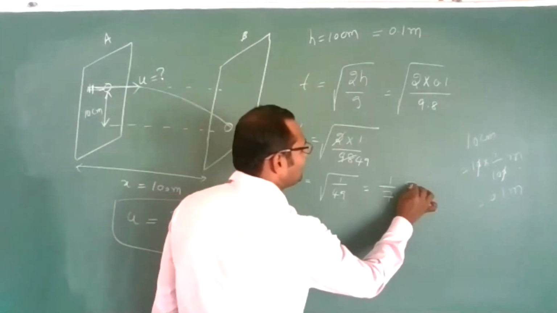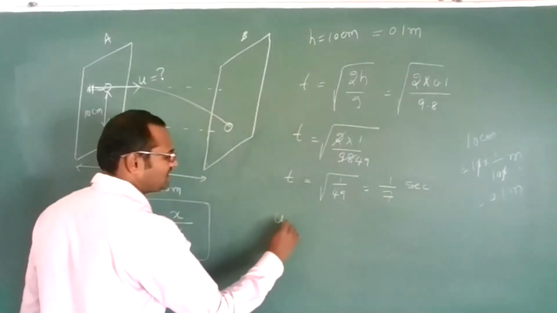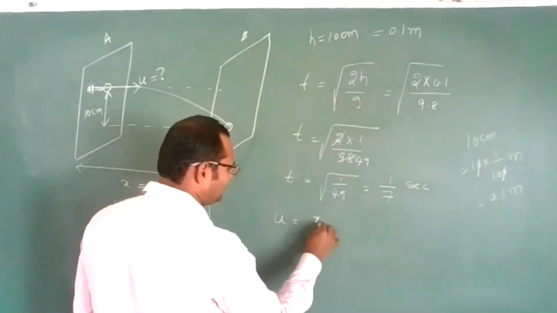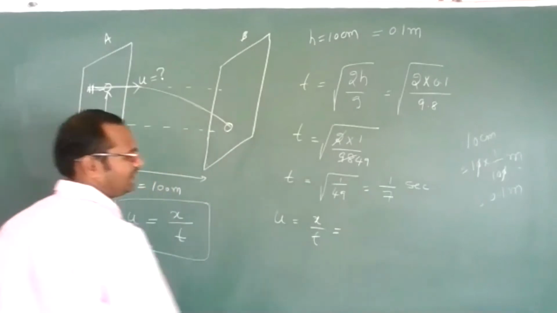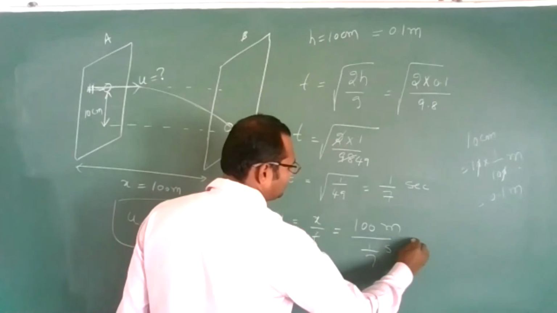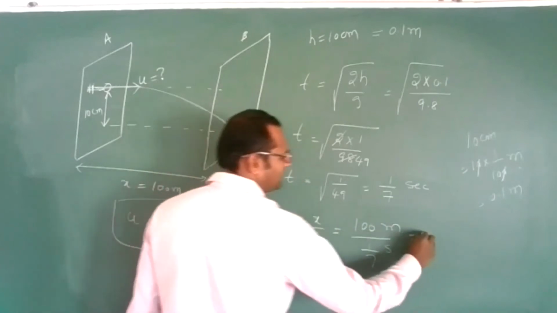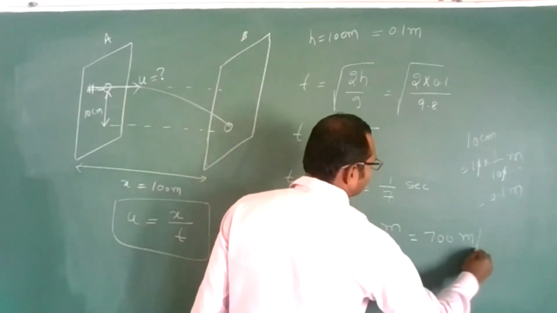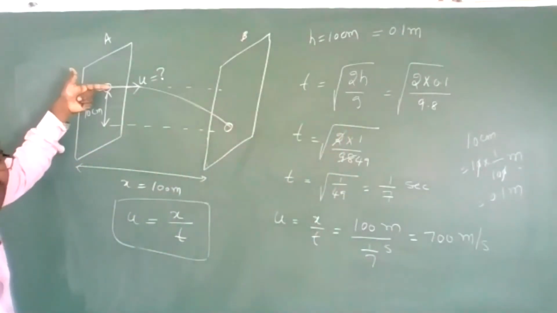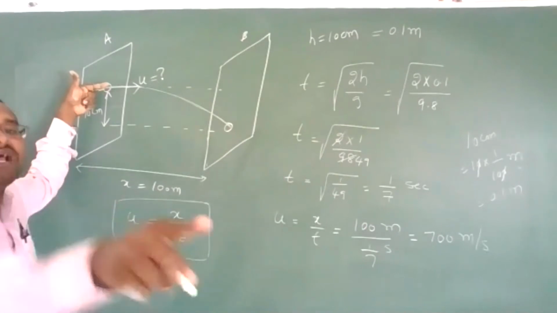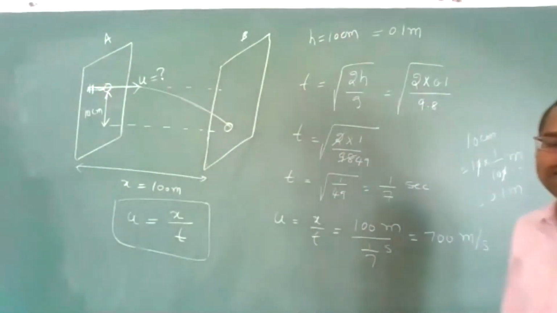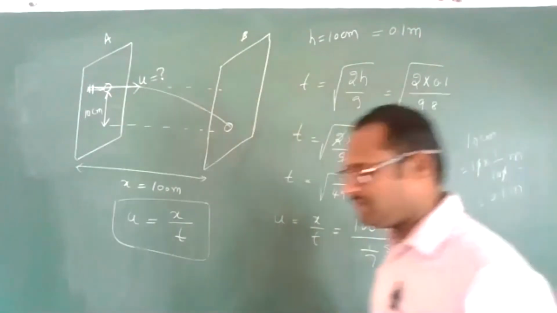1 by 7 seconds. Then the velocity at which the bullet is traveling is x by t. x is equal to the given 700 meters. Time is 1 by 7 seconds. So 7 will go up, meaning 700 meters per second. So the bullet, while it is hitting the screen A hole, its velocity is 700 meters per second. Got it? How many of you understand this point?